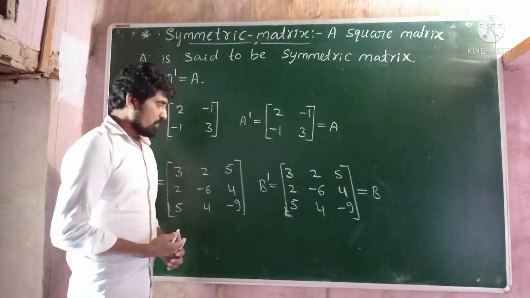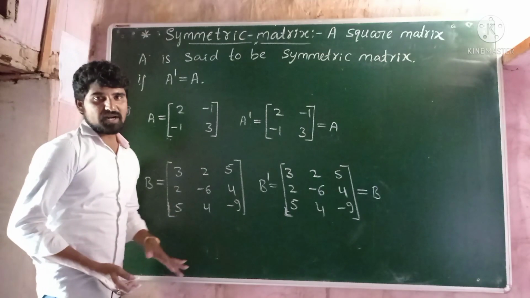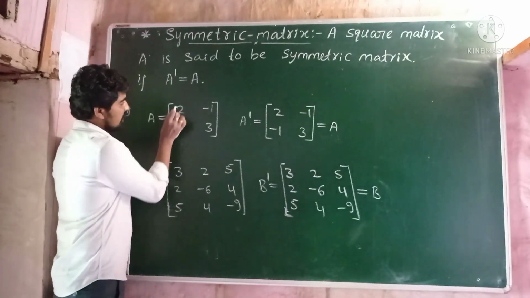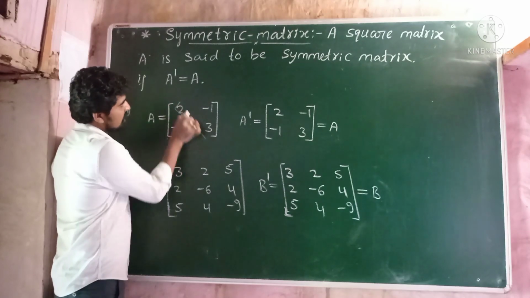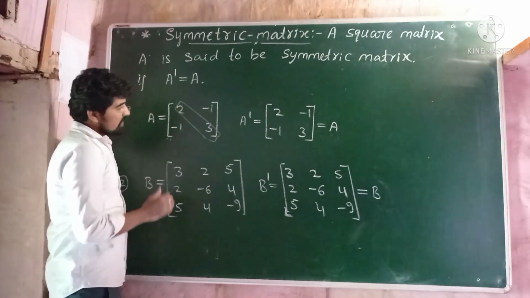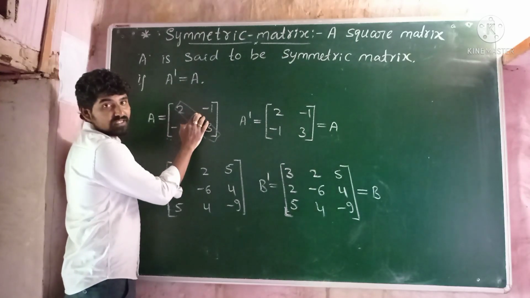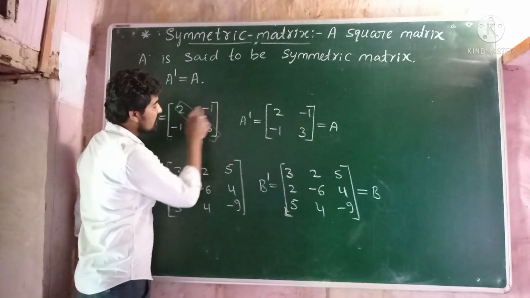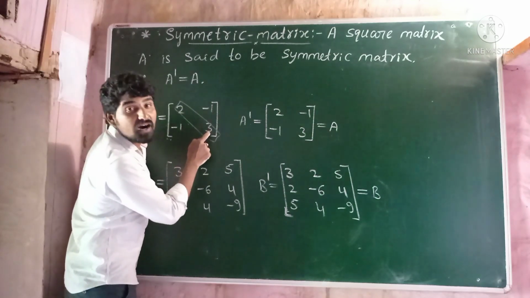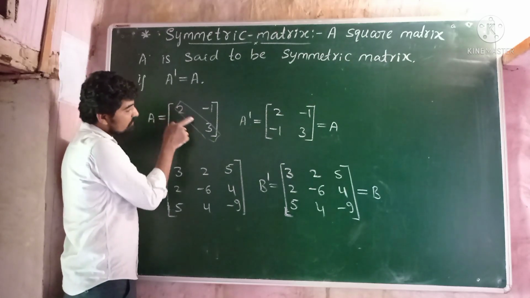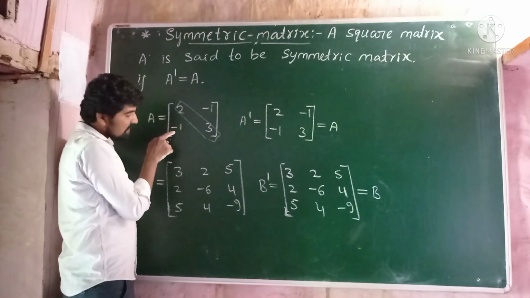And you may observe here the property of every symmetric matrix is: in this matrix A, these elements 2 and 3 constitute the diagonal elements. The elements which lie above the diagonal elements are mirror images of the elements which lie below the diagonal elements.